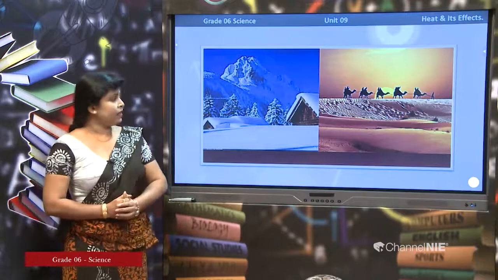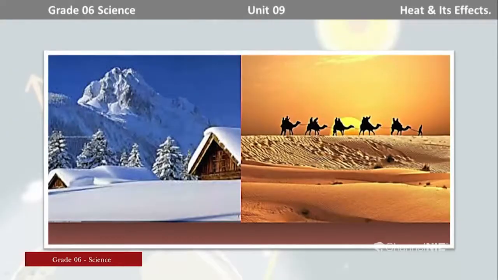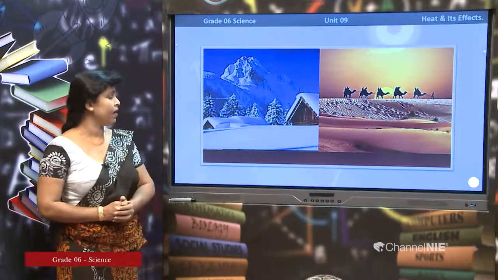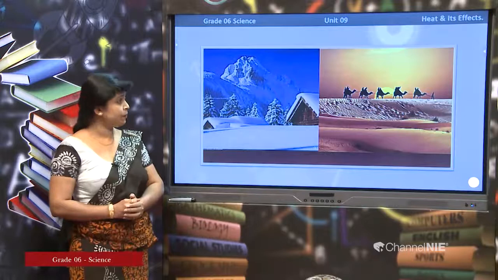Here there are another two pictures. The first picture is showing you an extreme cold climate. All the things in the environment are covered by snow. But look at the second picture. You can observe that it is an extreme hot climate. It is a desert. You can see the camels are traveling across the desert.